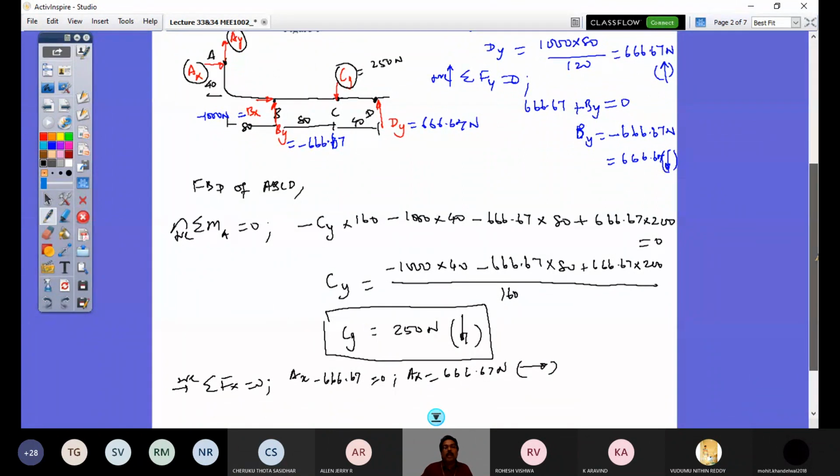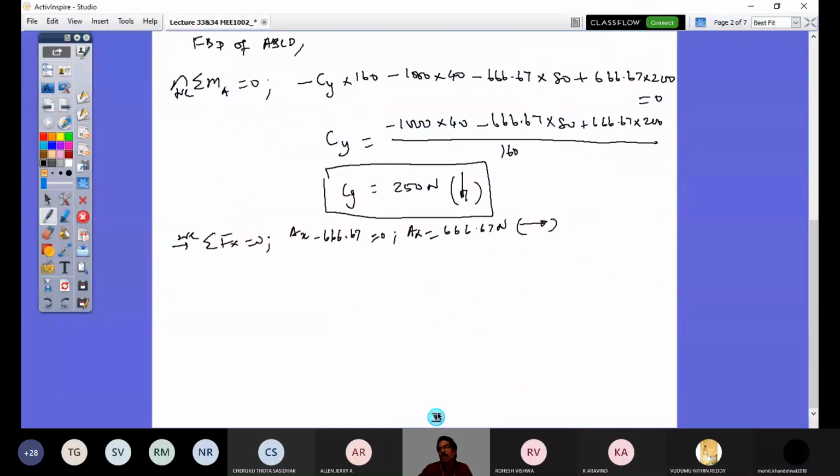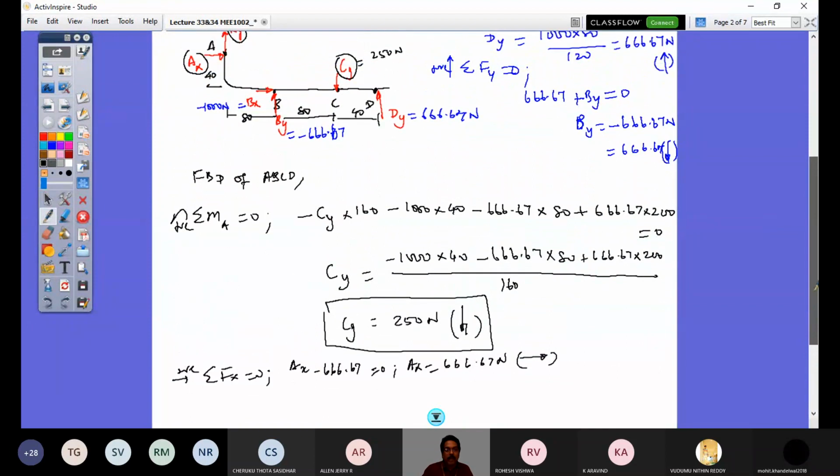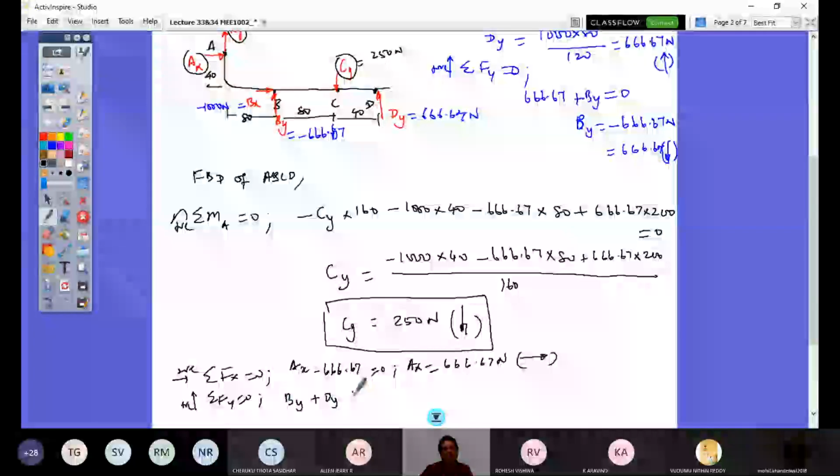And now to get Ay, I have to use the third equation, that is sigma Fy equals 0. So when I apply sigma Fy equals 0, I would get By plus Dy plus Ay equals 0. So this solves for Ay. So By is minus, Dy is plus. Okay, this is also there, minus Cy. So minus Cy equals 0.